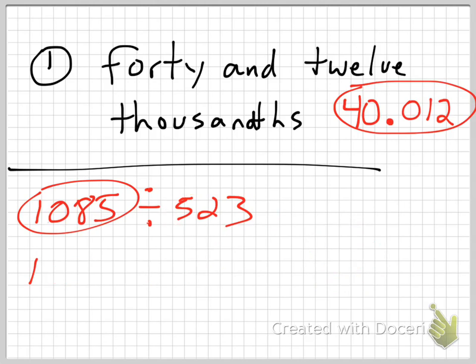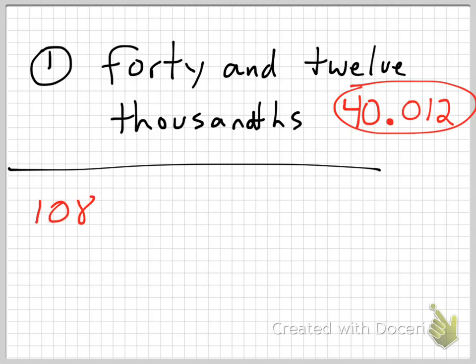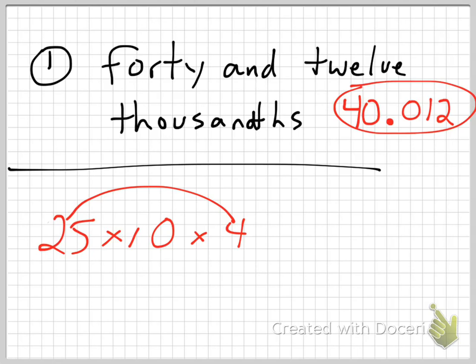Number 9. Says 25 times 10 times 4. The best way to do this would have been to go 25 times 4. Doesn't matter if you did or not. 25 times 4 is 100. 100 times 10 is 1,000. It's 1,000 whichever way you do it. It's 1,000.